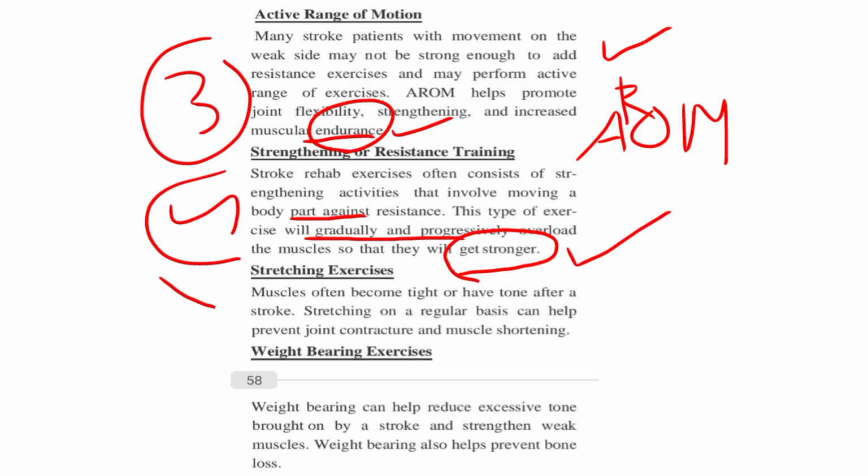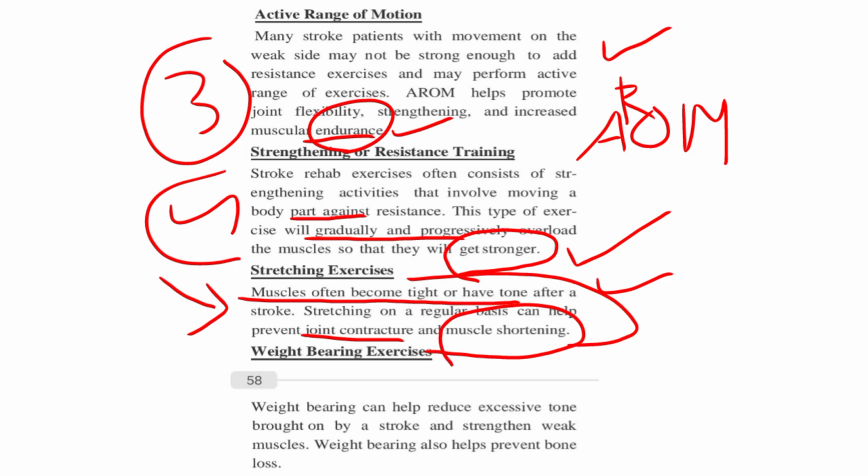Then we go for stretching exercises. Muscles often become tight or have increased tone after a stroke, because in the stroke condition muscles get tight. Stretching on a regular basis can help prevent joint contracture and muscle shortening. When we have muscle shortening, we go for stretching. Weight bearing exercises can help reduce excessive tone.